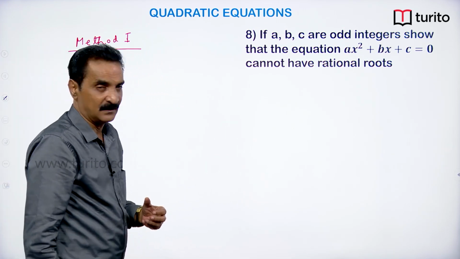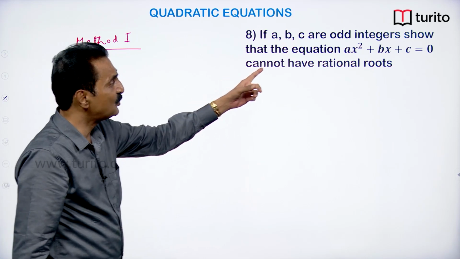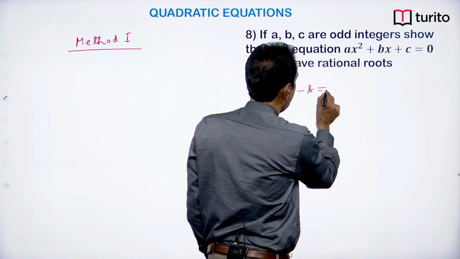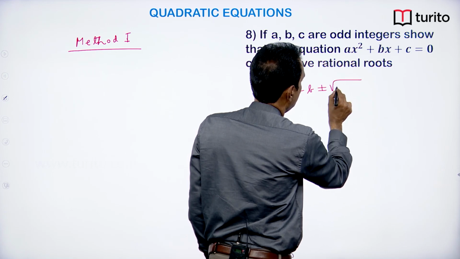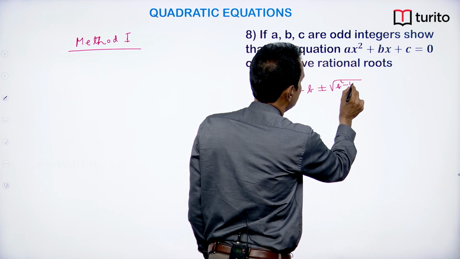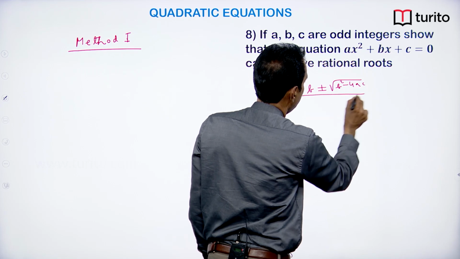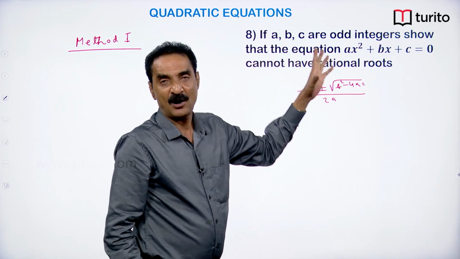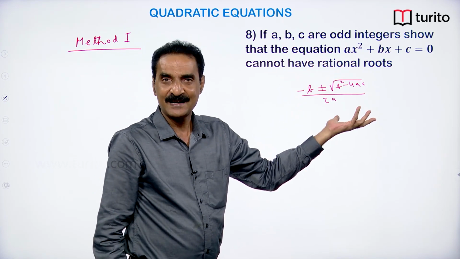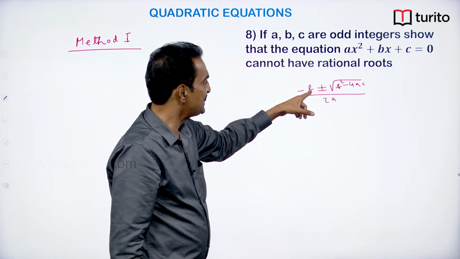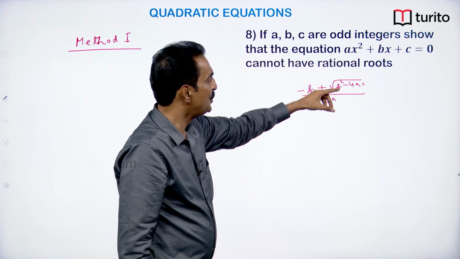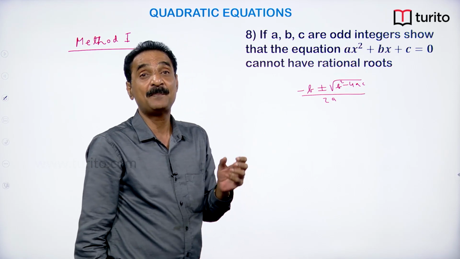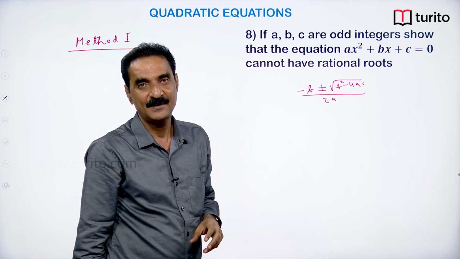Let us write the roots of this equation: minus b plus or minus root over b square minus 4ac by 2a. Given a, b, c are odd integers. Odd integers means they are rational. So, b is rational, a is rational. So, you will get rational roots if b square minus 4ac is a perfect square. Is it not?